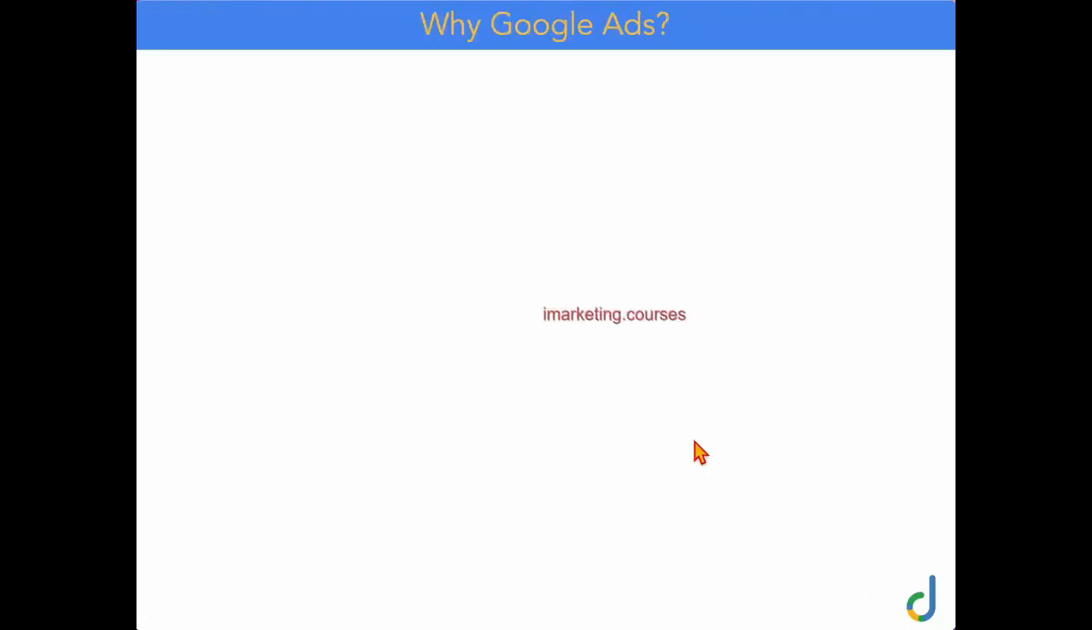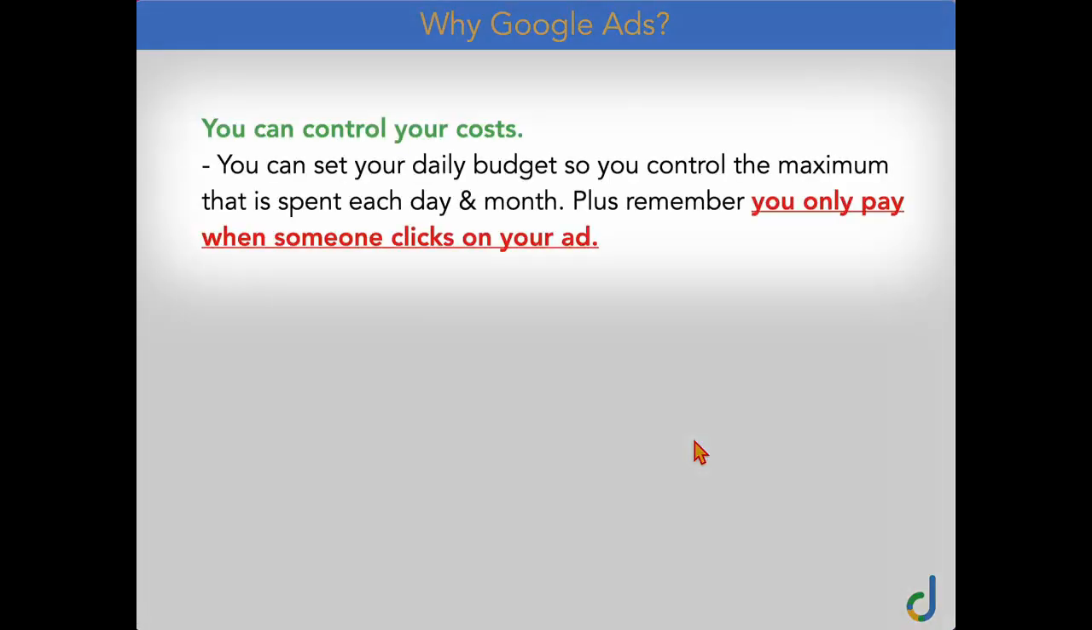So now let's just talk about why Google Ads. We've gone through the core principle of how you can target your ads and how Google selects the auction. Now I want to talk about why Google Ads. And for me, this is really why I love Google Ads. And the first reason is that you can control your costs.